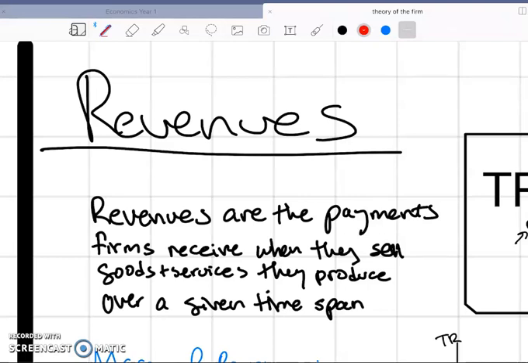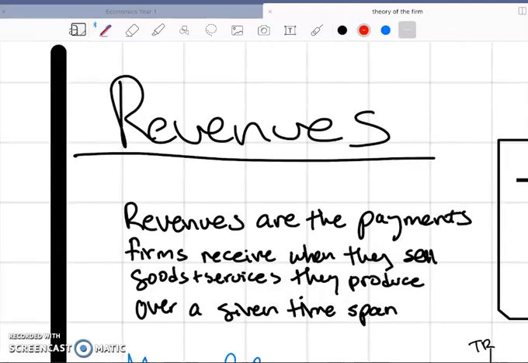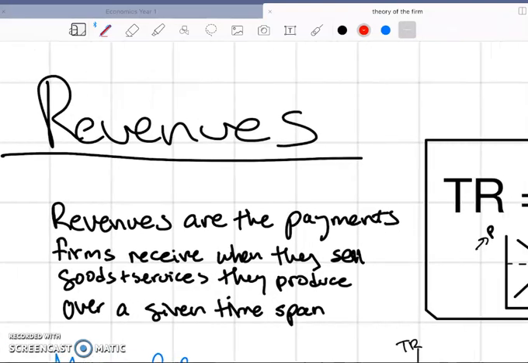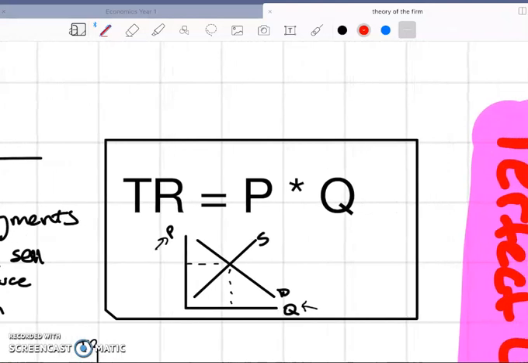Today with revenues, we're going to see how revenue is the accumulation of money that a firm receives for selling a good, or the payments firms receive when they sell goods and services that they produce over a particular span of time. This is a pretty basic calculation where we take our price times our quantity equal to our total revenue.